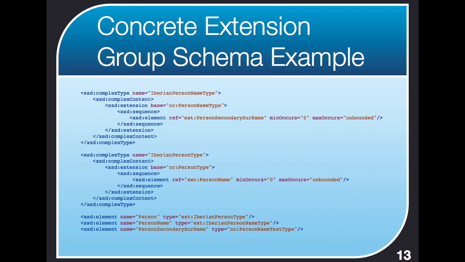So with concrete extension in schema, there's nothing fancy here at all. We've got a new Iberian person name type derived from person name type, adding in the person's secondary surname. That's no problem. We've seen this a million times before. Then we make a new complex type, an Iberian person type, based on the existing person type, and adding in that new person name that we're making. And then at the bottom we have the actual elements. We have the new person of the new Iberian person type, the new element person name of the new Iberian person name type, and then finally the person's secondary surname of person name text type out of the NIEM. So now we're making two types, and we've got three elements we're making.